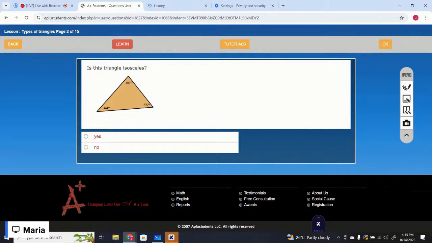Is this triangle isosceles? 80 degrees, 56 degrees, 44 degrees. No, that is not an isosceles triangle. Option number 2 is the correct option.